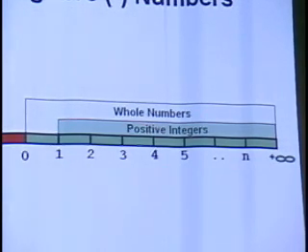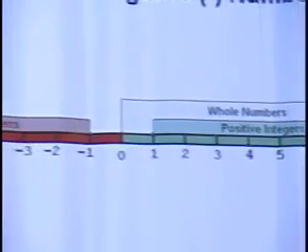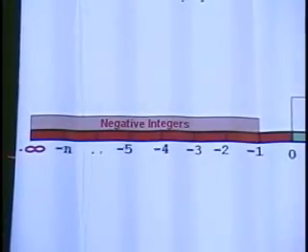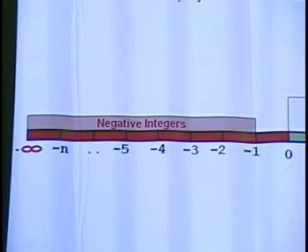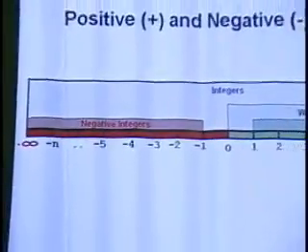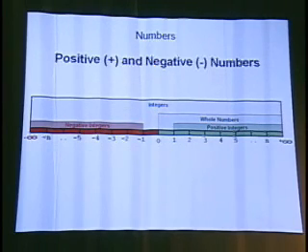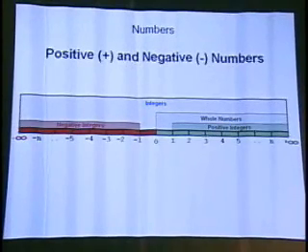Now, positive integers go from 1 to plus infinite. This is the infinite sign. And whole numbers go from 0 to plus infinite. Negative numbers go from -1 up till minus infinite, and integers is something which covers the complete spectrum of numbers from minus infinity to plus infinity. So this is where we left.